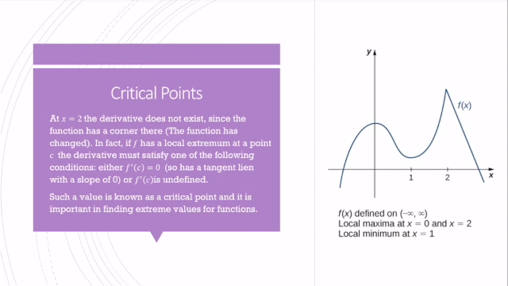So it's important to also know, though, that for this critical point here, at x equals 2, our derivative doesn't exist, since the function has a corner there. We can't take a derivative at a corner. The function has changed, so in fact f has a local extremum at that point. At c, the derivative must satisfy one of the following conditions: either the derivative is 0 or the derivative is undefined. Such a value is known as a critical point, and it's important for finding extreme values of these functions.